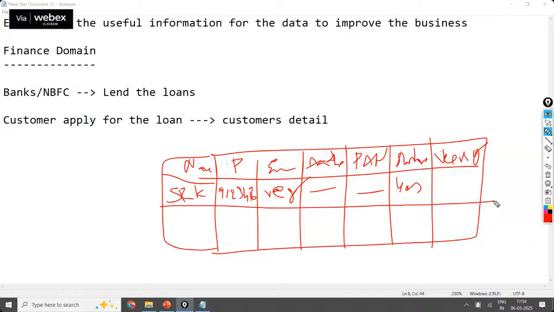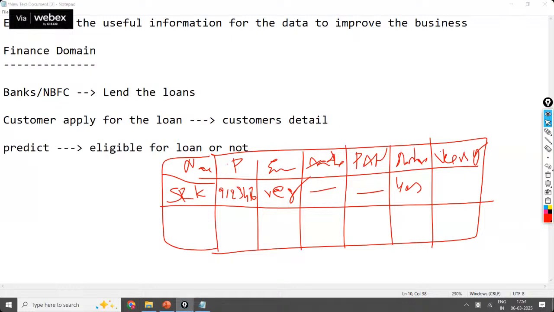Once they have collected all the details from the customer, what are they going to do? They are going to predict whether the customer is eligible for the loan or not. Eligible for loan or not. Now, what is this example?